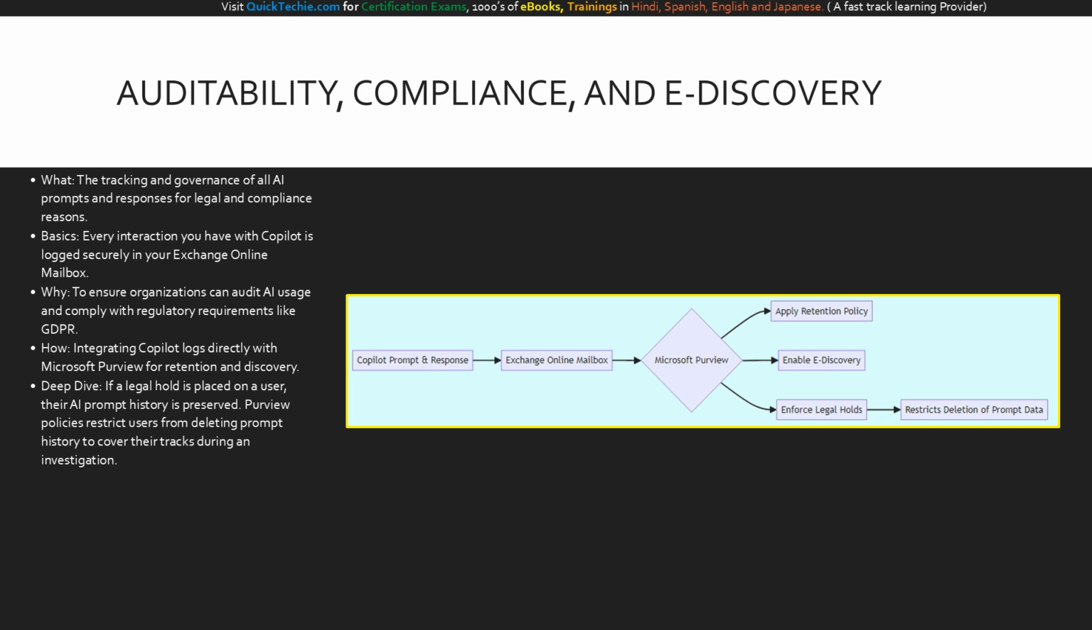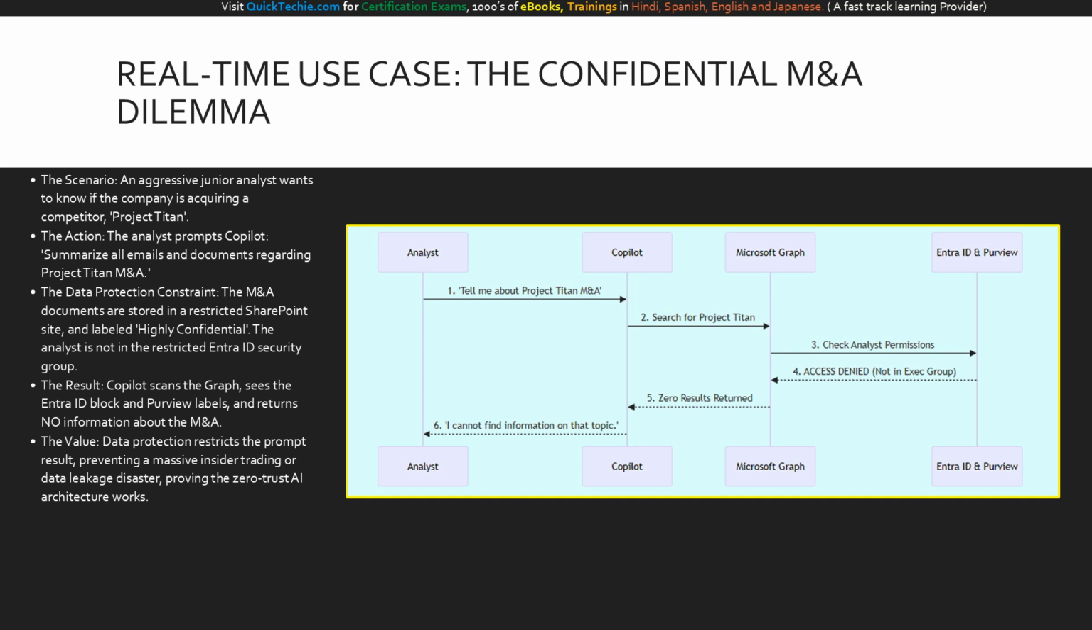This graph illustrates the compliance lifecycle. The Copilot prompt and response flow directly into the user's Exchange Online mailbox. From there, Microsoft Purview takes over. Purview branches out to apply retention policies, enable e-discovery for auditors, and enforce legal holds. Notice how the legal holds node leads directly to restricts deletion of prompt data. This proves that data protection policies not only govern what the AI generates, but also dictate how that generated data is legally preserved.